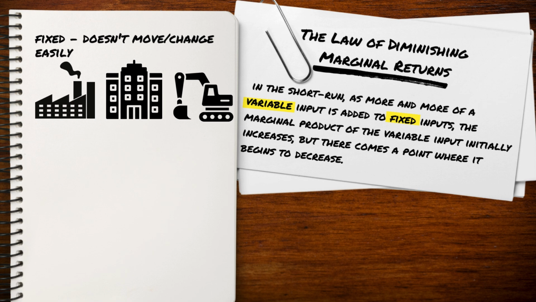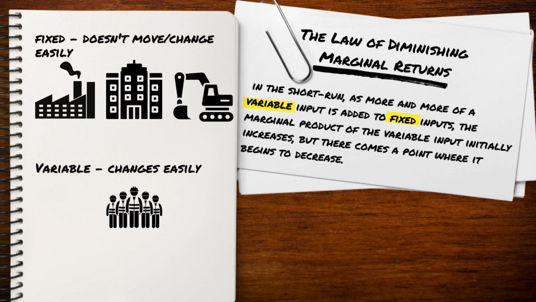And then variable is just the opposite. Variable inputs can change easily and often. So, in our simplified example, the cooks were the variable input. When we needed more cooks, we hired them quickly and easily. And if we didn't need them, then we could fire them just as easily.